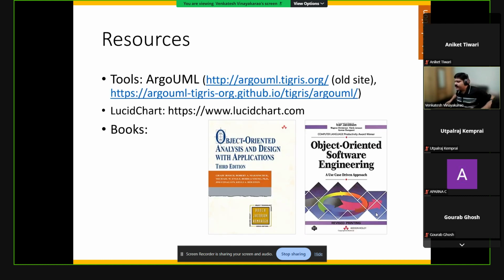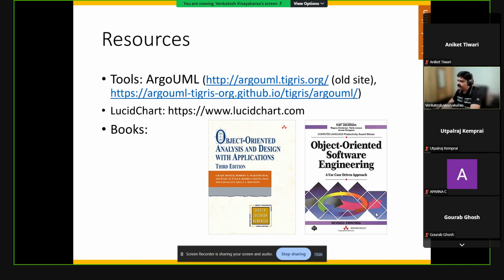So this is just one example. There are many specialized tools for UML. There was a tool called Argo UML. There's Lucid chart itself. There is a tool called Rational Architect. Yeah, so there are many such tools available, and several books were written.